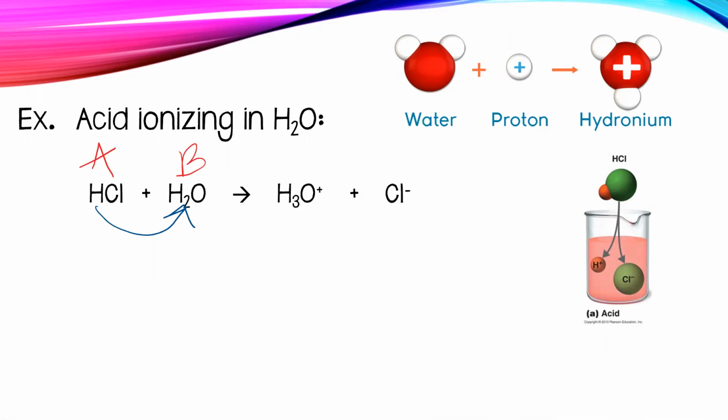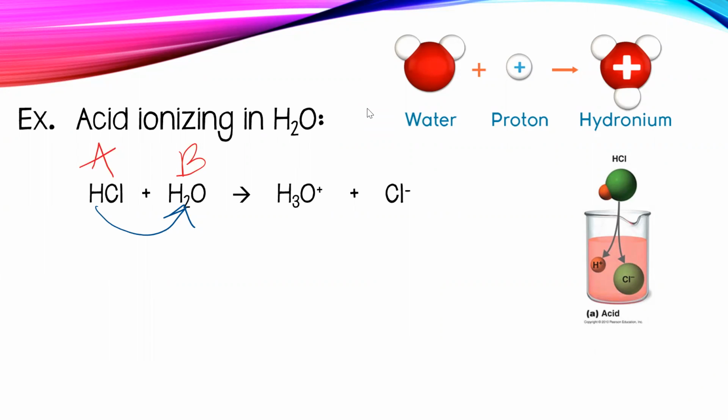So acids ionizing in water. So you have water, H2O. You have an acid. The acid is going to give a positive proton, an H, to the water. H2O becomes H3O+, positive. And then the acid breaks down into a negative, usually a nonmetal.